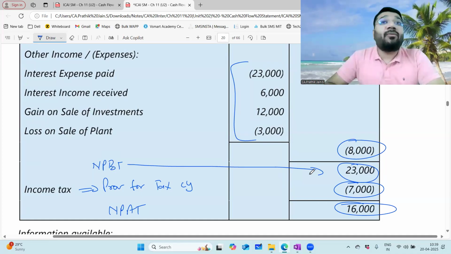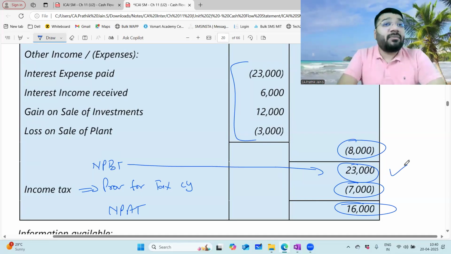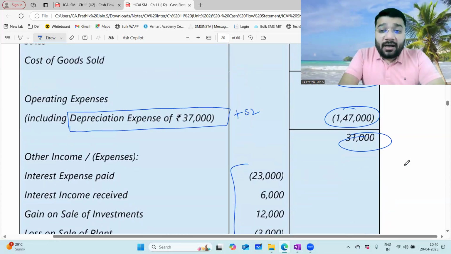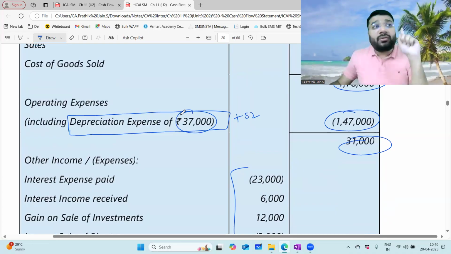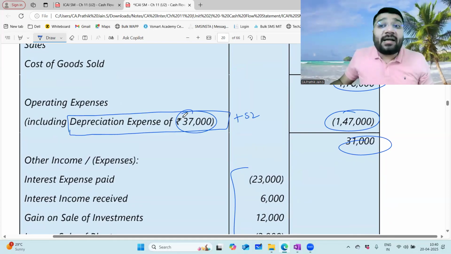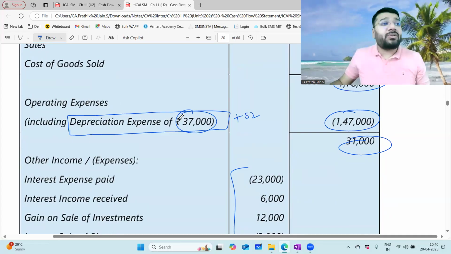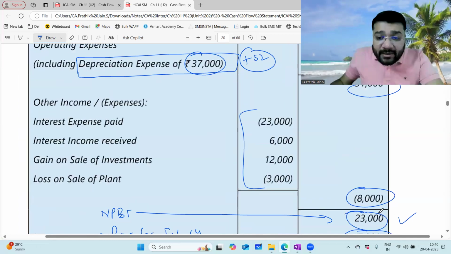Net profit before tax is directly given to us, so we need not calculate segment 1. But how did you get this 23,000? Sir, from this 23,000, this 37,000 was subtracted. I'm okay to subtract this 37,000 provided there is cash outflow. Paid. Did this 37,000 have any cash outflow? No, sir. You have to add back.